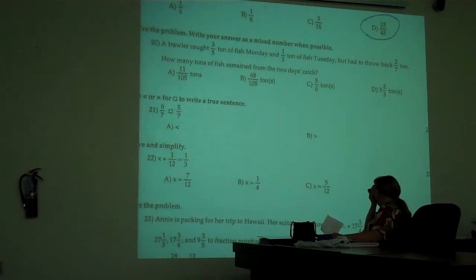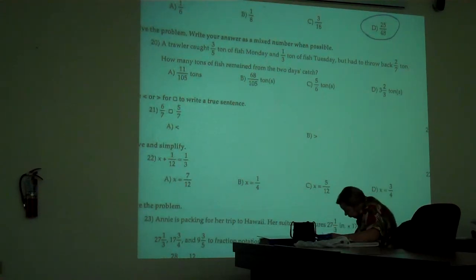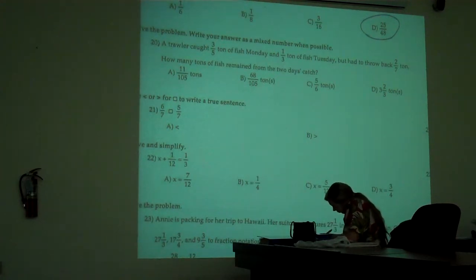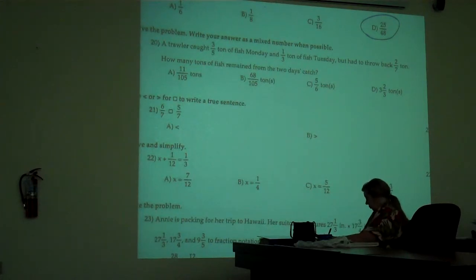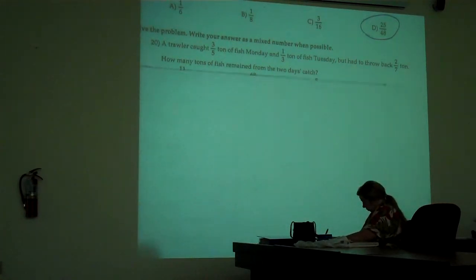Okay? Number 20, word problem. A trawler caught 3/5 of a ton of fish Monday. Wow. Must be a big boat, huh? And a third of a ton of fish Tuesday. We had to throw back 2/7 of a ton. So it must have been scrap fish, huh? How many tons of fish remained from 2 days' catch?